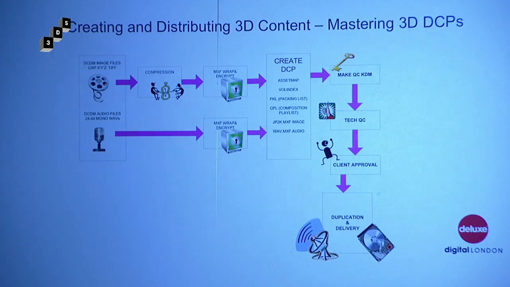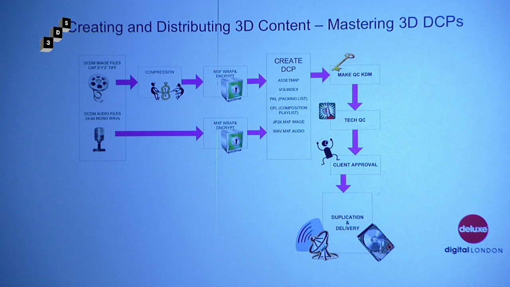This is a very brief overview. I won't stay on this too long. This is how you make a standard 3D DCP. You have your 3D DCDM files and your audio files. You compress the data. You then MXF wrap and encrypt those JPEG streams. And that's the important part, the encryption. That keeps it very secure. You then create the DCP.